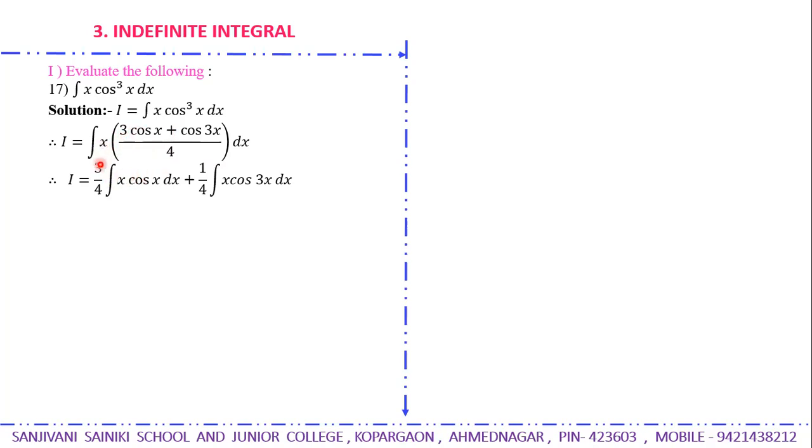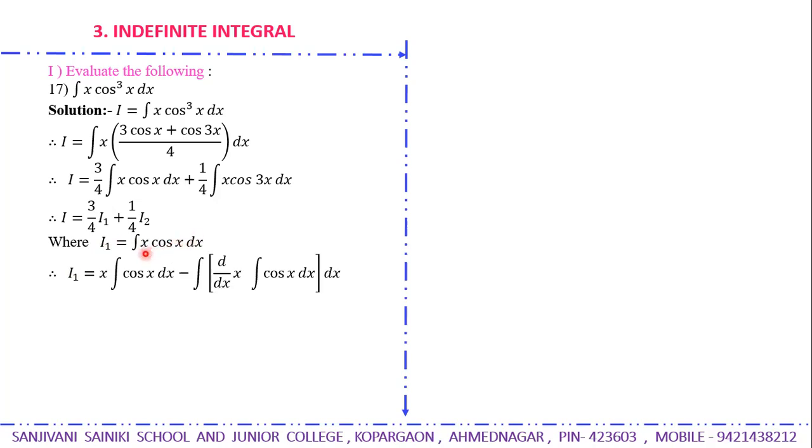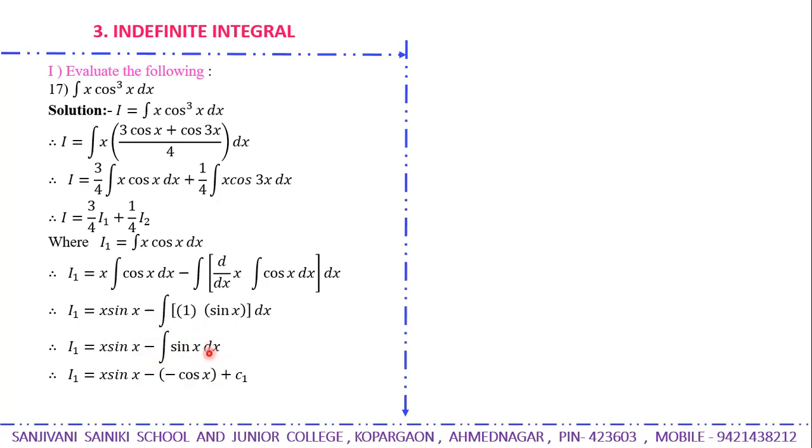So we will get two integrals: 3 upon 4 integration of x cos x dx plus 1 upon 4 integration of x cos 3x. Call this integral I1 and this integral I2. So take I1; it is in the form of the LIT rule. First function as it is, integration of the second function, minus derivative of the first function into integration of the second function. Now integration of cos x is sin x, minus derivative of x is 1 and integration of cos x is sin x. So I1 is x sin x minus integration of sin x dx. Now the integral of sin x is minus cos x plus c1. So I1 is x sin x plus cos x plus c1.